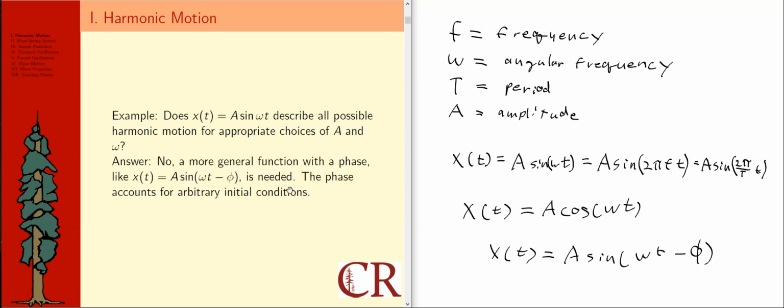I think I've said my answer long enough here. Let's see what the answer on the slide says. It says no, more general function with a phase, and that's, look, that's the one I chose. I guess, amazingly, the same sign is what's in there. That's the one that would be needed. That phase winds up accounting for arbitrary initial conditions.